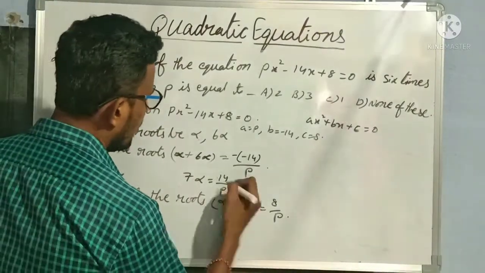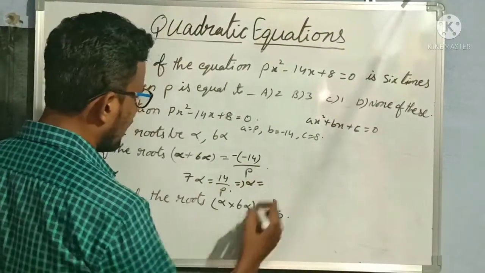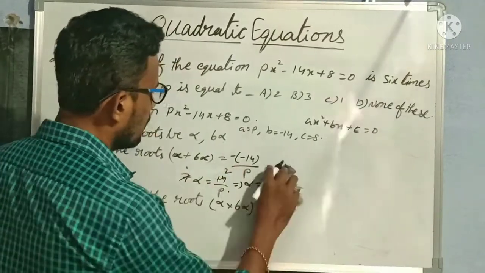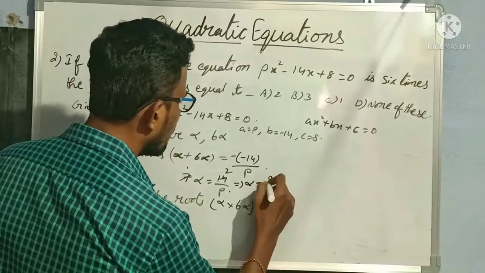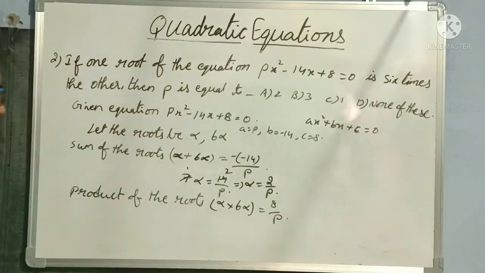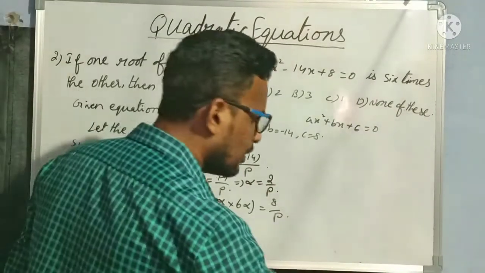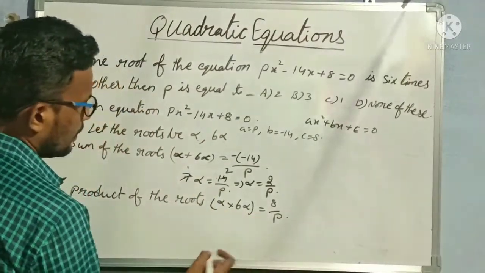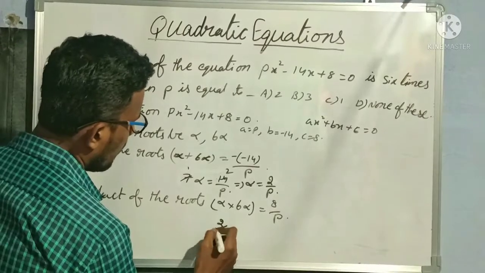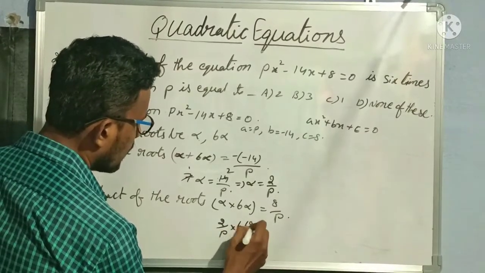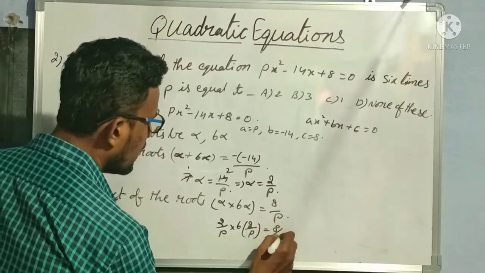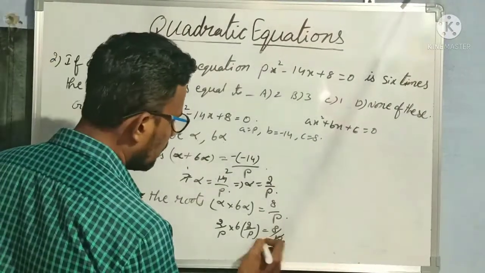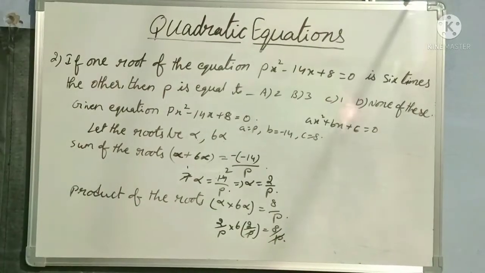This implies, let us find alpha from here. So alpha is equal to 14 by 7, so here we will get 2 by p, right? So alpha is equal to 2 by p. So here let us substitute 6 alpha into alpha, right? So 2 by p into 6 times of 2 by p is equal to 8 by p. Okay? So 1 p gets cancelled.